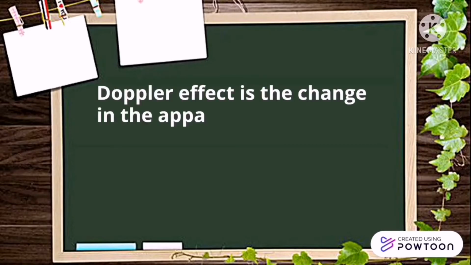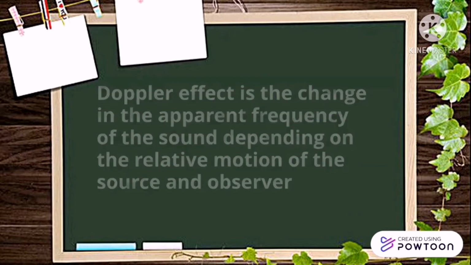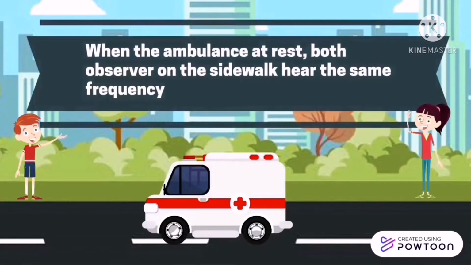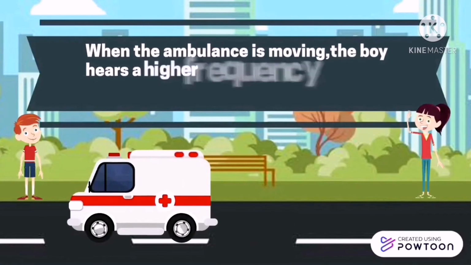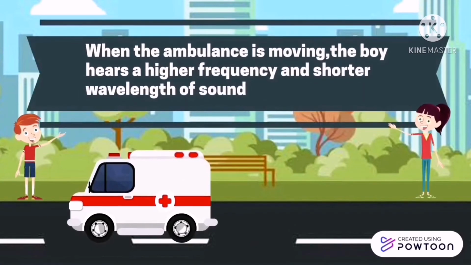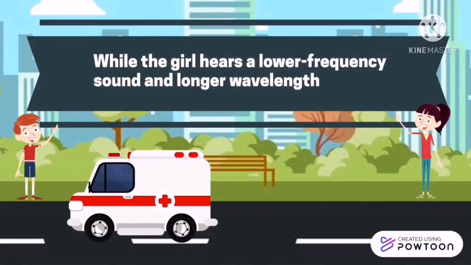Doppler effect is the change in the apparent frequency of the sound depending on the relative motion of the source and observer. For example, when the ambulance is at rest, both observers on the sidewalk will hear the same frequency. But when the ambulance is moving, the boy hears a higher frequency of siren from the ambulance and a shorter wavelength of sound as he is near the source, while the girl hears a lower frequency of sound and longer wavelength as the ambulance moves farther away from her.